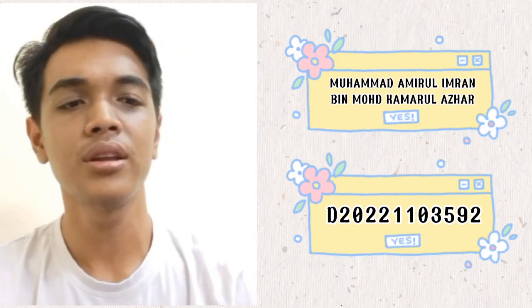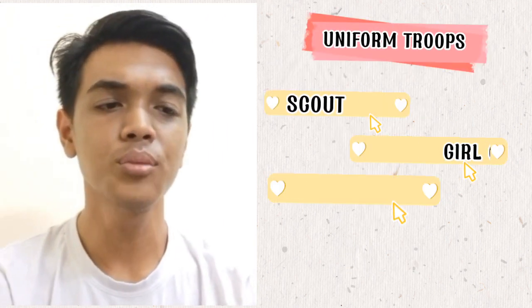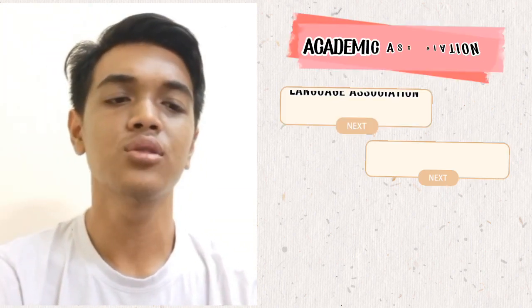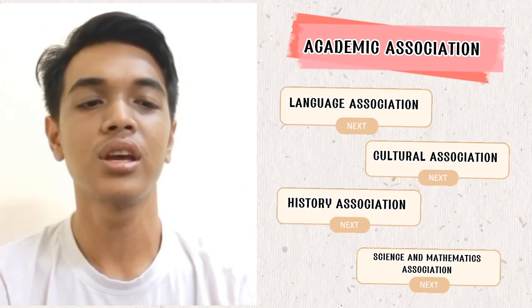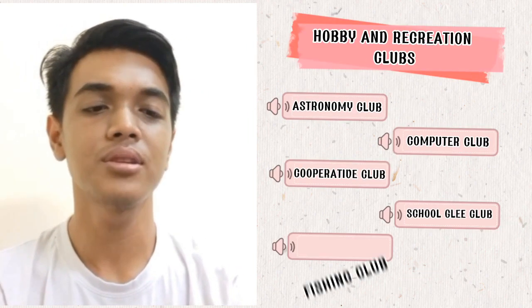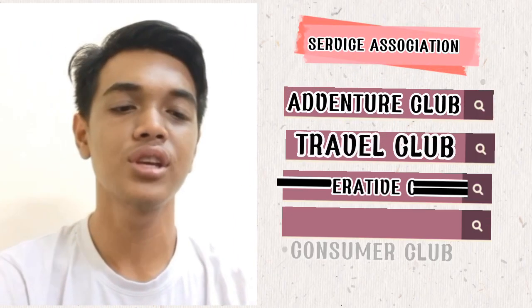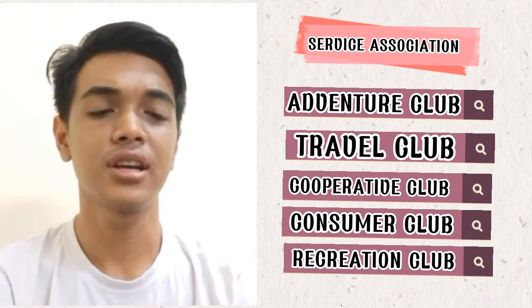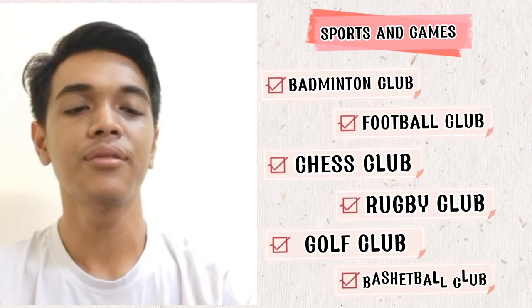At first, I will explain about the list of extracurricular activities. The extracurricular activities are divided into three main branches. The first one is the uniform troops, such as the Scouts. Next is academic association, such as language association. We also have the hobby and recreation clubs, such as astronomy club. Other than that, we have service association, such as adventure club. For the sport and games, we have badminton club.